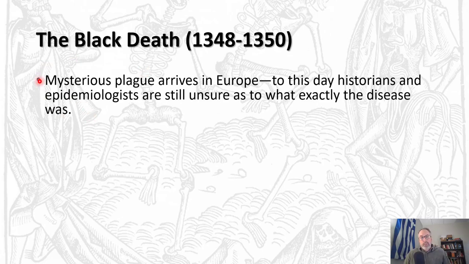This mysterious plague arrives in Europe, and it's thought it was born on ships and spread from rats to human beings. To this day, historians and epidemiologists are still not exactly sure what this was. The bubonic plague, as it's sometimes called, has not gone away. It's still out there, and sometimes you'll read a stray report. It's mostly been eradicated, but sometimes a rare case will pop up.